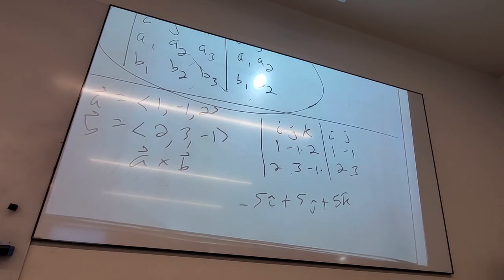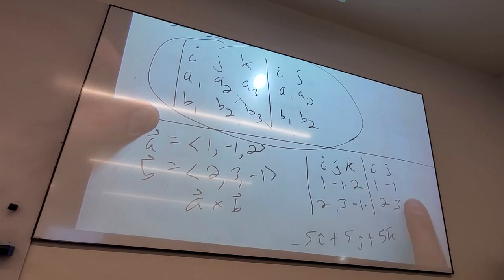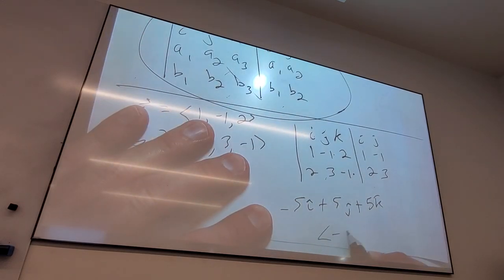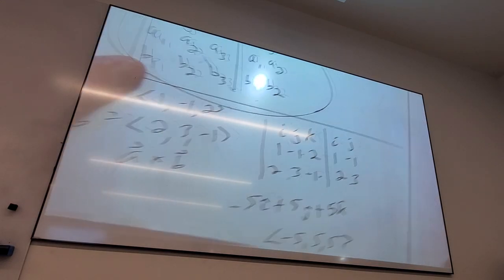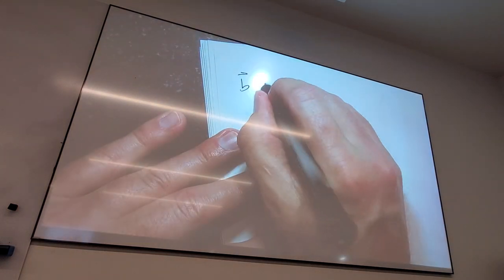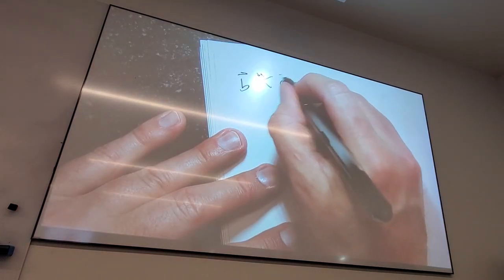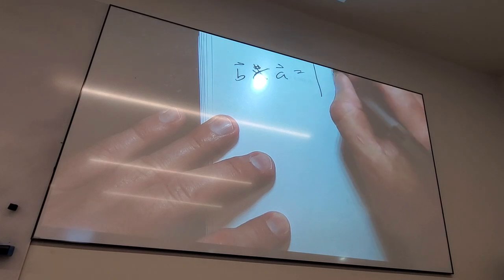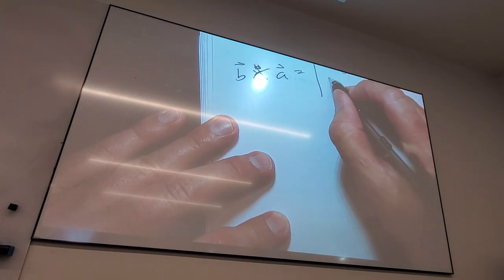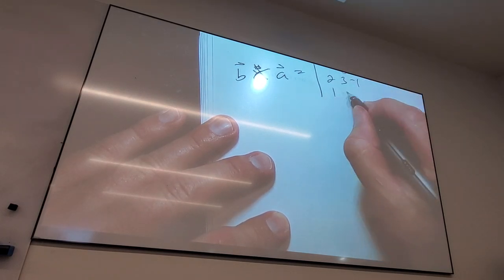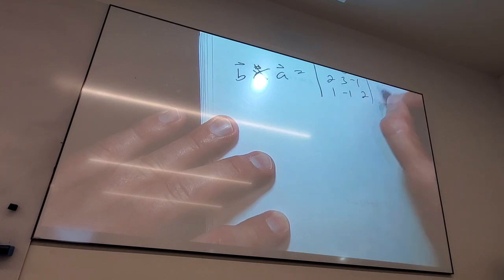What do you think would happen if I did B cross A? Well, let's try it. Set up B cross A. So this one we got negative 5, 5, 5. Let's do B cross A. Set it up. Oh, wait. No, Jeff, you don't put the thing over the thing. Okay. I guess I won't wait. I'll go ahead and do it. Oh, 2, 3, 1.